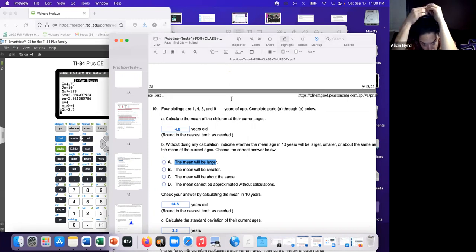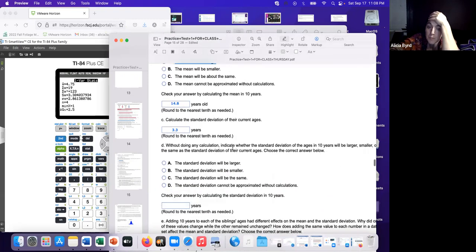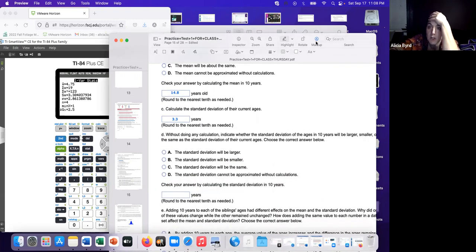Well, what was our mean? Our mean increased as well. So if the mean increased by 10 and each of those numbers increased by 10, there really should be no difference. So our standard deviation should stay the same because we haven't changed the distance between them. We moved them all up by the same amount. So the standard deviation should be the same.